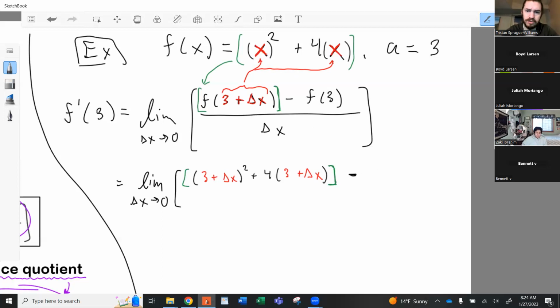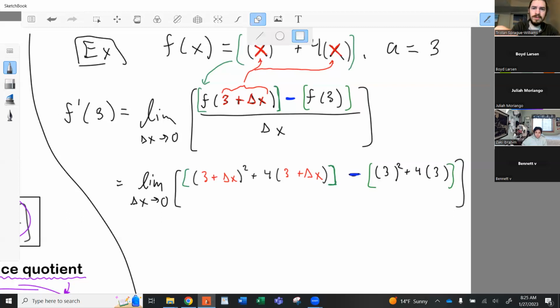Okay, so then we're going to subtract here. That subtraction is this subtraction. And then we're going to do it again, but the second time it's a little easier because now I'm just doing it with f of 3. So I can do x squared plus 4x, and I'll take my 3 and put 3 in there like that. So there's my whole numerator. Now my denominator is delta x.